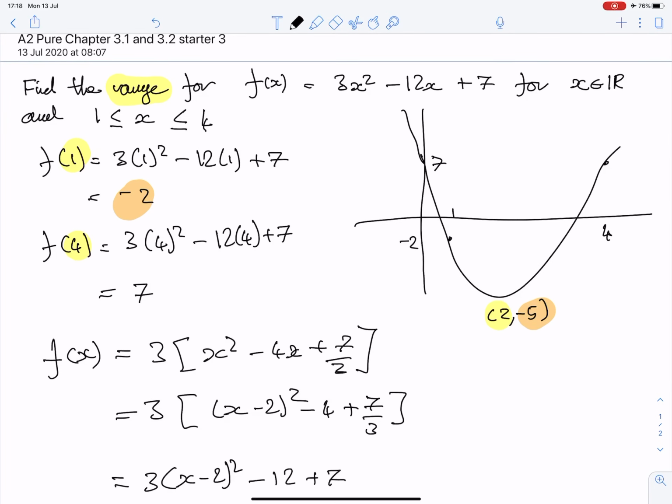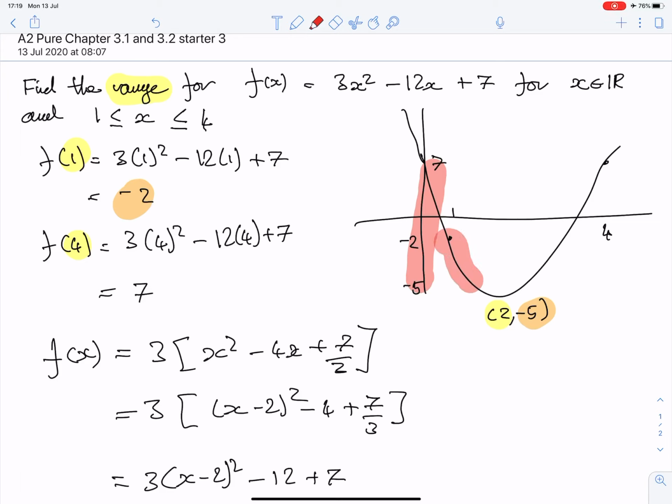Okay. So we can see then that our range for our outputs goes from negative 5 up to 7. Because we're going from here on the graph all the way around and up to here. So this section below minus 2 is also included in our range of outputs.